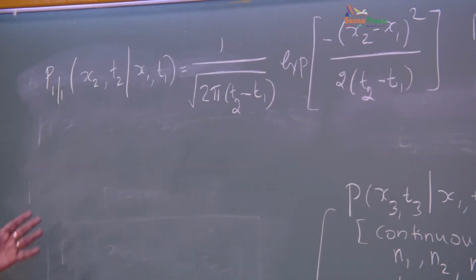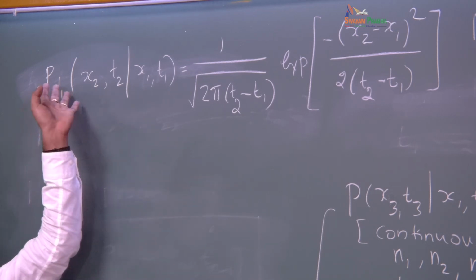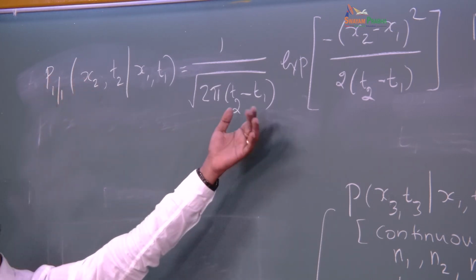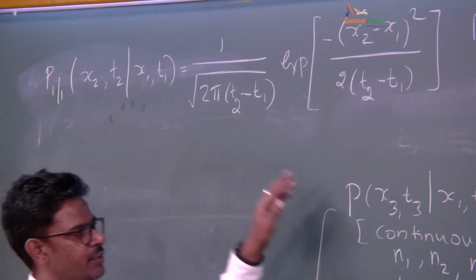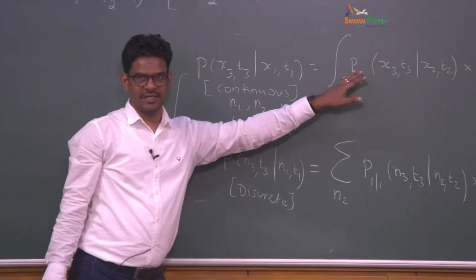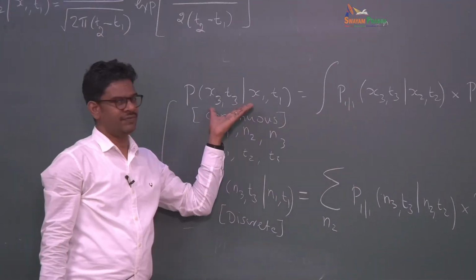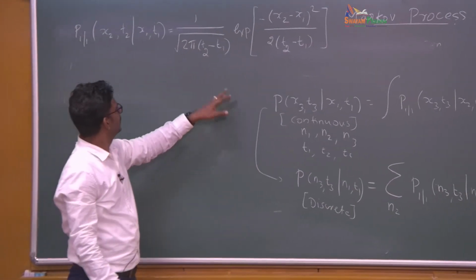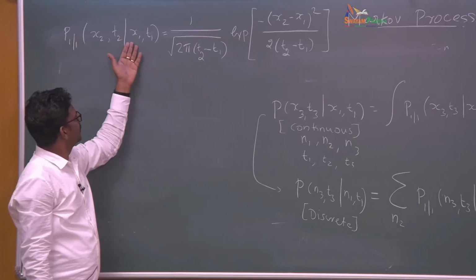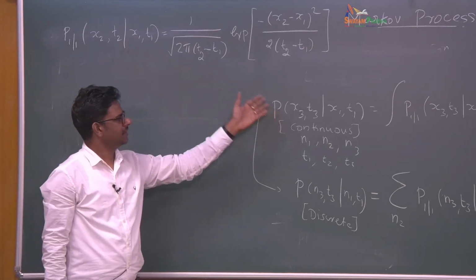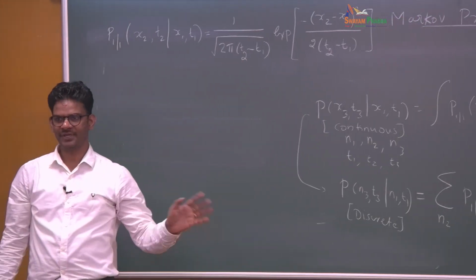So this can be one possible transition probability: given x1 t1, the probability of finding x2 t2 has this kind of Gaussian form. Now we want to use this expression, integrate over all possible x2, and see whether we get x3 t3. If I replace x2 with x3 and t2 with t3, then I should get the same answer on the left and right hand side.